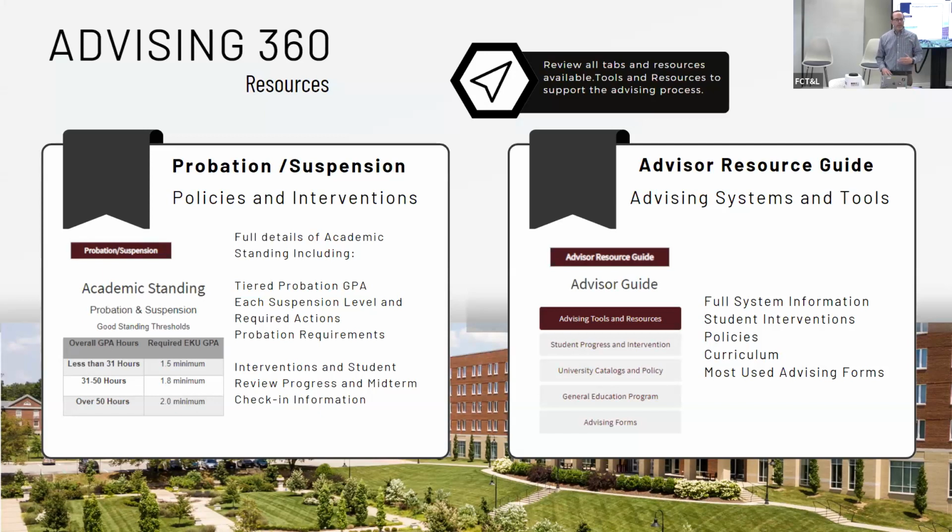And then here's some of those items under the advisor guide. You see the link to the university catalogs, the general education classes, and like I said, some of those pertinent advising forms that you might need to either use yourself or share with your students. These are things that we will be updating over time. But like I said, we're trying to make this a full 360 holistic view, so you can support your students and have all the appropriate resources at your fingertips within this Advising 360 hub.